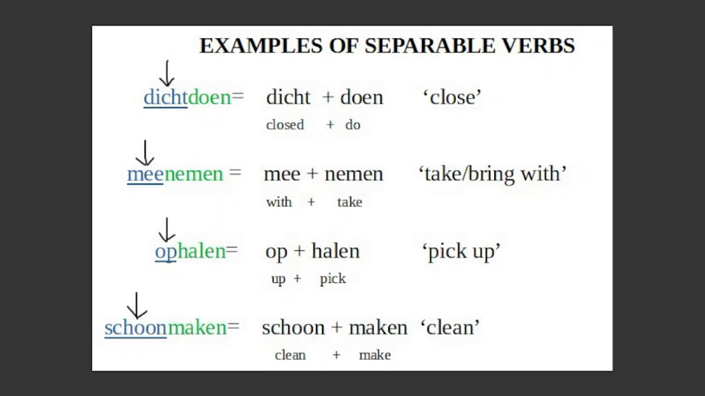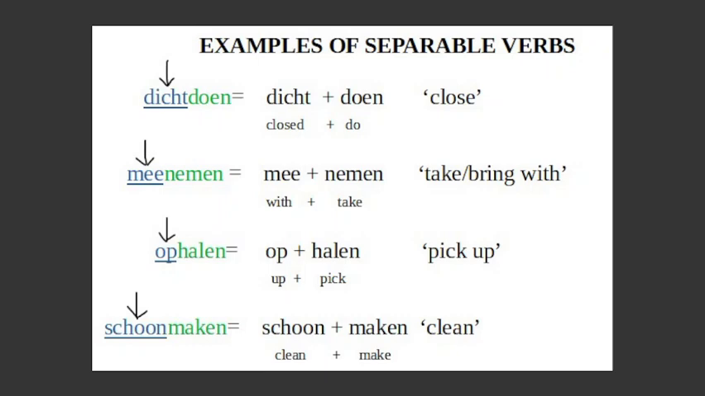They are pronounced as follows: dicht doen, meenemen, ophalen, schoonmaken. Did you notice that in all cases the stress or emphasis in pronunciation was on the first syllable? Please remember that this is an important characteristic of a separable verb.